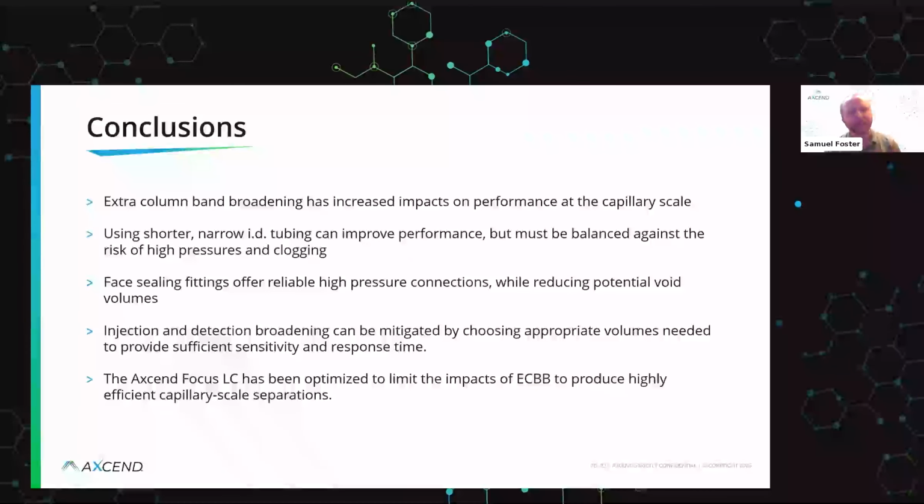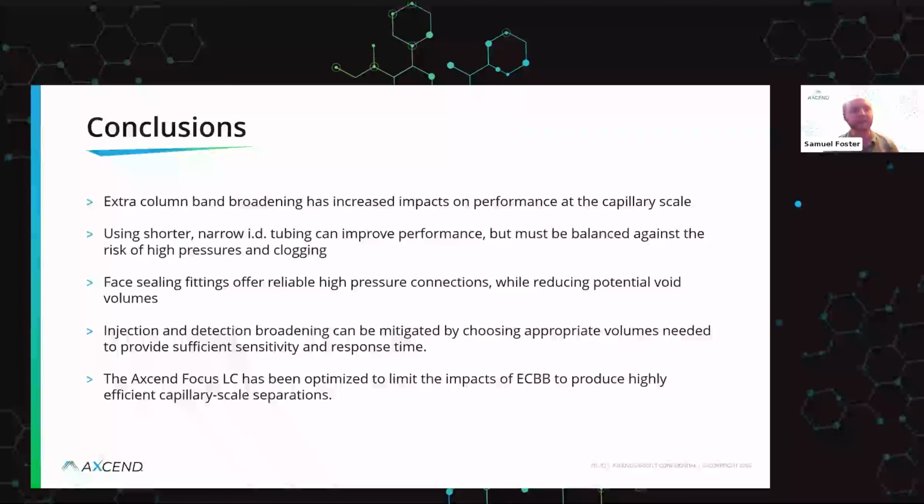So in conclusion, extra column band broadening has increased impacts when you're operating down on the capillary scale. Those lower flow rates tend to exacerbate the issues. When you're using shorter, narrow inner diameter tubing, you can improve your performance, but you also have to keep in mind that the smaller inner diameter you go, the higher chance you have of clogging, or even just the higher pressure you have in standard operations.